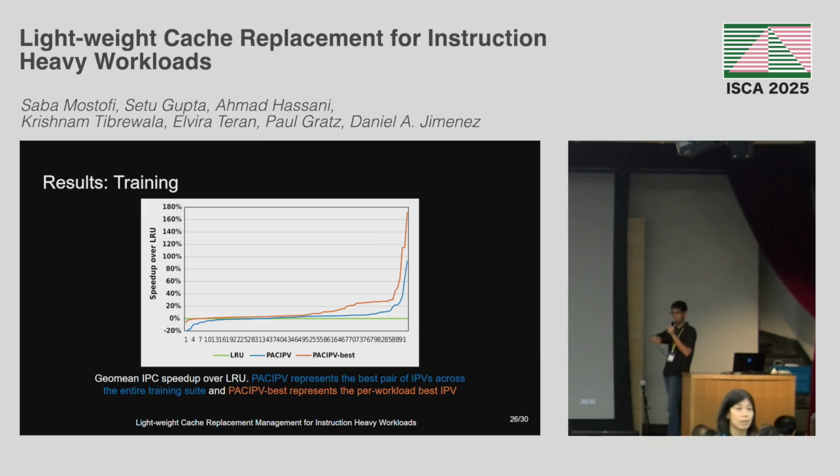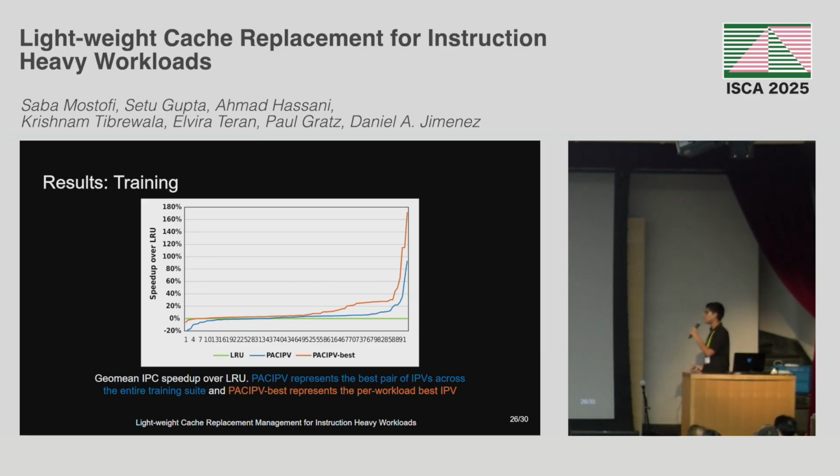So if I have 10 workloads, I get 10 different IPVs, one for each and every workload. And if we were to pick the best IPV across the whole workload suite, which means I have 10 workloads and I pick just one IPV which performs best across all of them, that's the Pack IPV line. This is the blue line. So this orange line is kind of a limit study. The blue line is actually what we are implementing.